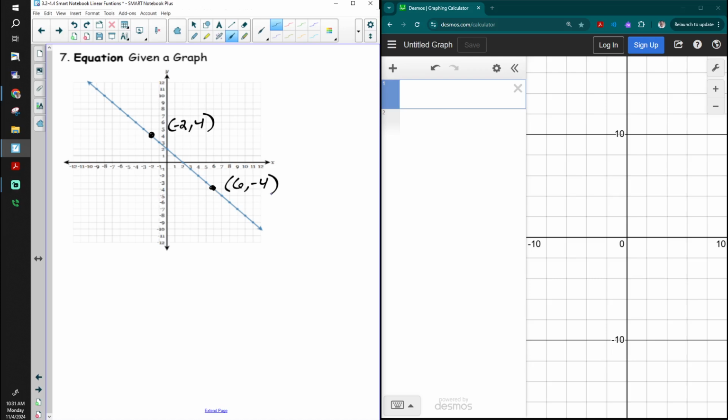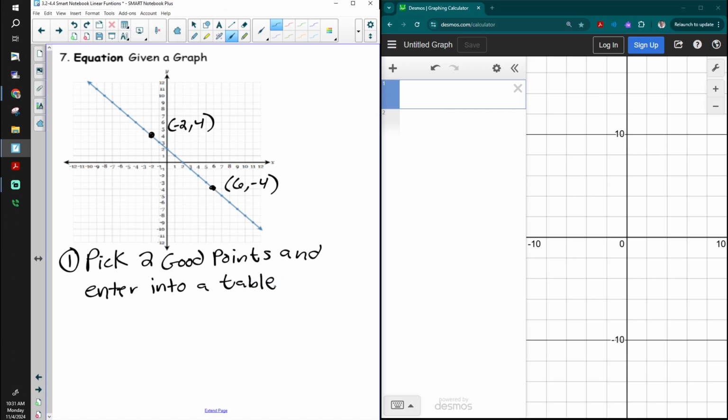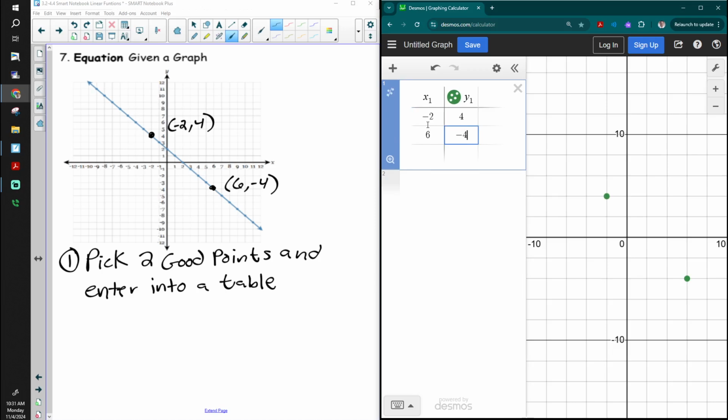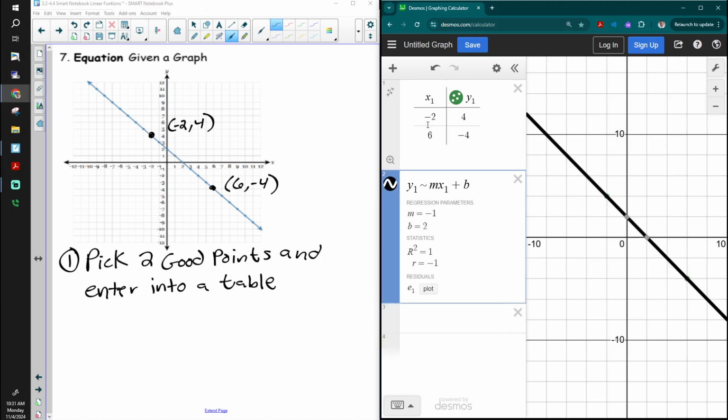Any 2 would work. Okay, so step 1. Pick 2 good points and enter into a table. On the table, enter my 2 good points: -2, 4 and 6, -4. Followed by the good old cheat code. y1 squiggly mx1 plus b.